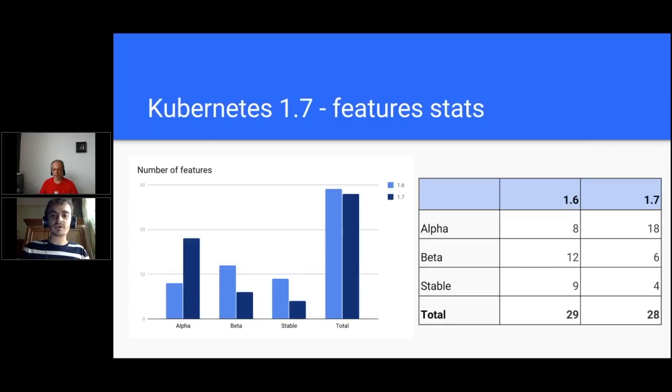Beta feature can be compared to alpha feature with the most stable API. So we have declared that if the feature owner promotes his feature to beta, the API is stable and constant, so no changes are allowed there. Beta feature is also almost completely constant in terms of the functionality.